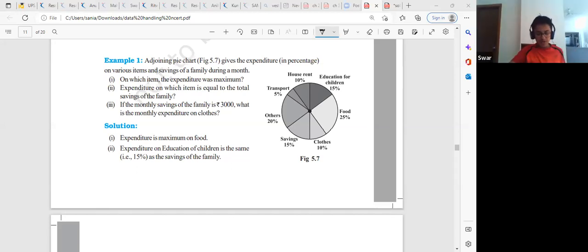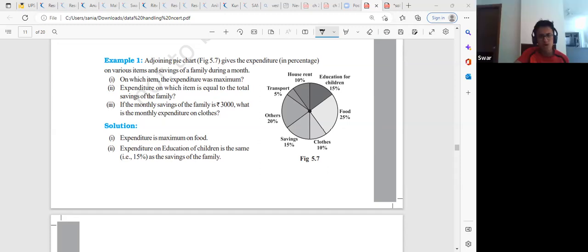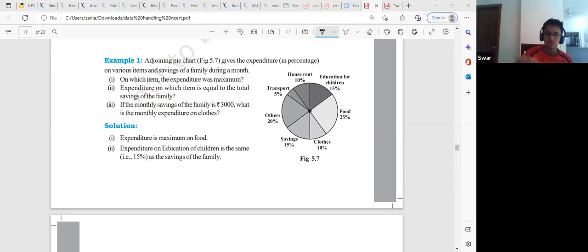Ma'am, in a histogram there is no space between the bars, right? Yes, because they are continuous. Ma'am, what do you mean by continuous? Continuous like 0 to 10, 10 to 20, 20 to 30, like this.